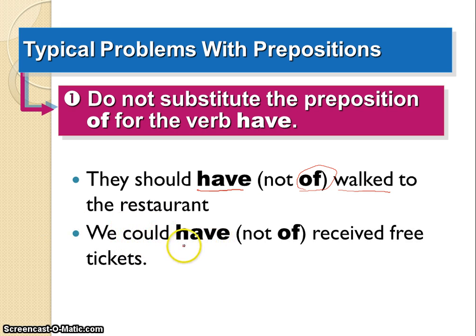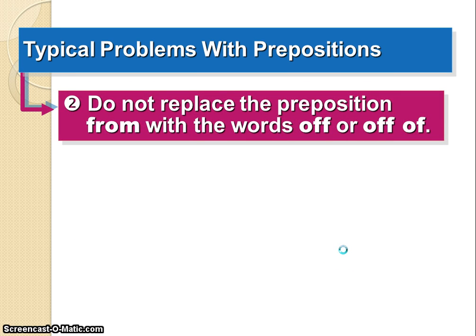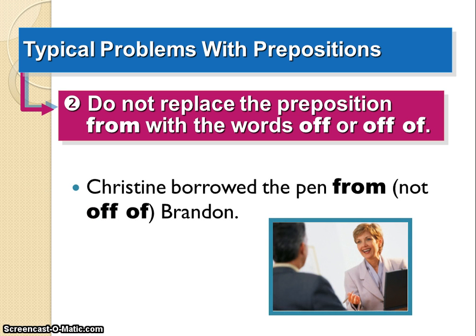We don't say we could of received, we say we could have received. Have is part of the verb here, have received. So we don't want to use a preposition here because this is a verb. We don't want to replace the preposition from with the words off or off of. Okay, Christine borrowed the pen off of Brandon? No, she borrowed it from him. So she borrowed, here's our verb. And she borrowed it from Brandon.